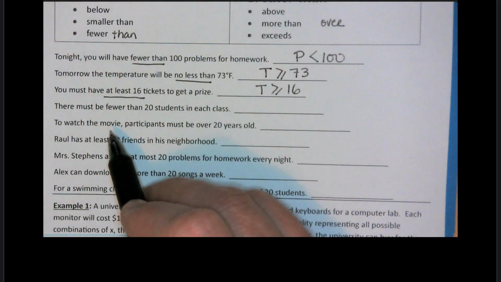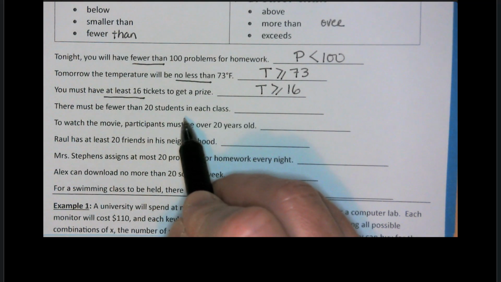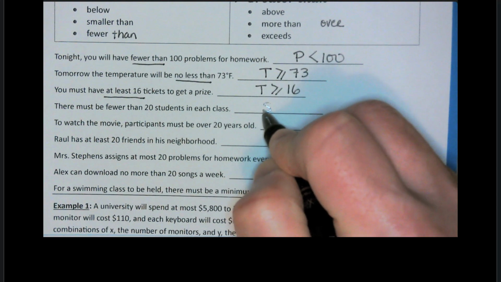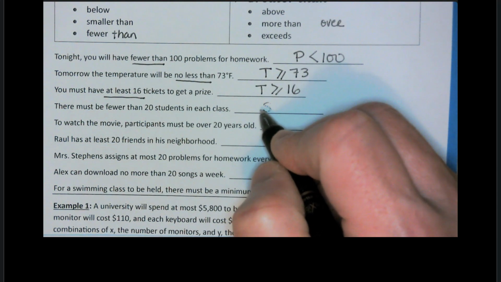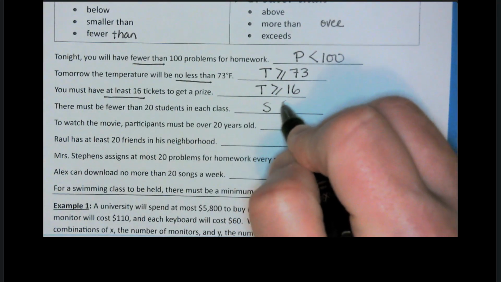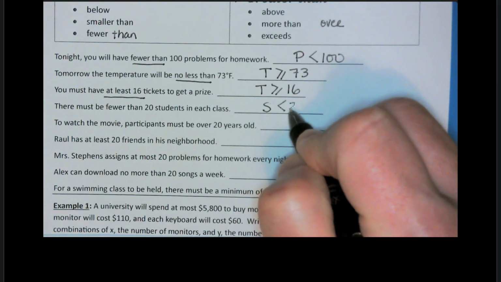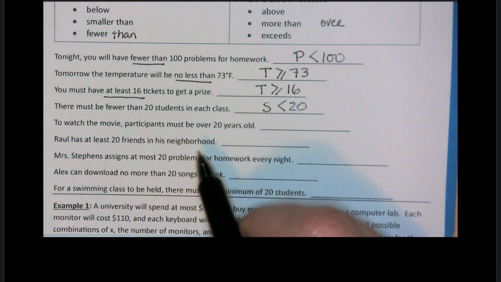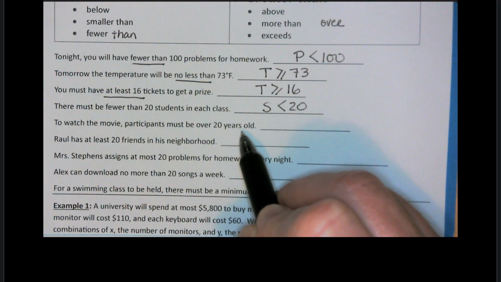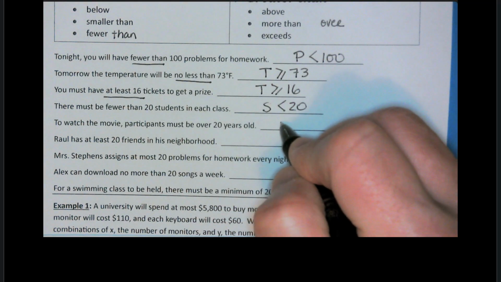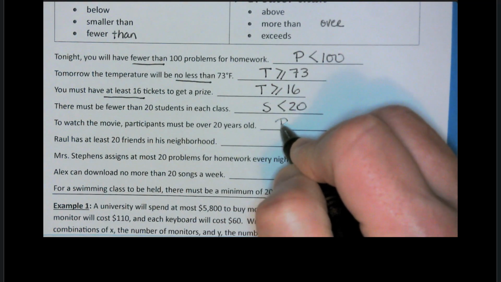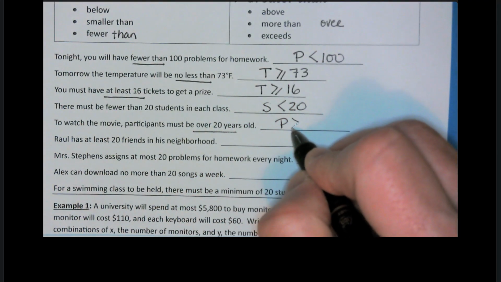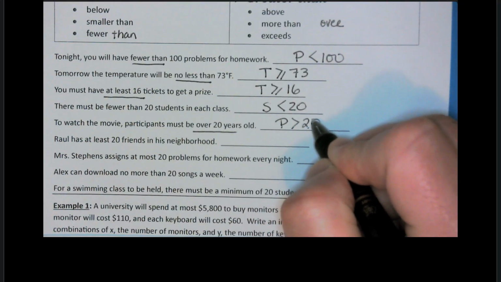There must be fewer than 20 students in each class. So let's represent students by S, and fewer than would be less than 20. To watch the movie, participants must be over 20 years old. So participants would be P. Over 20 would be greater than 20. And there we go.